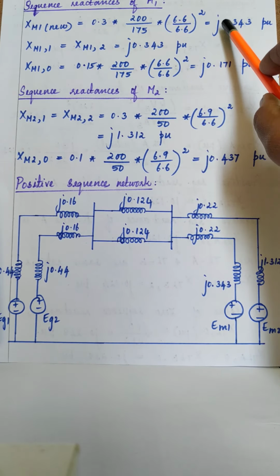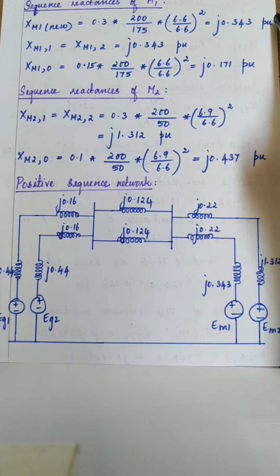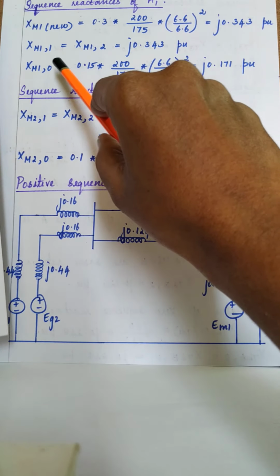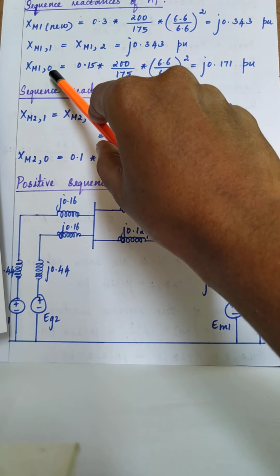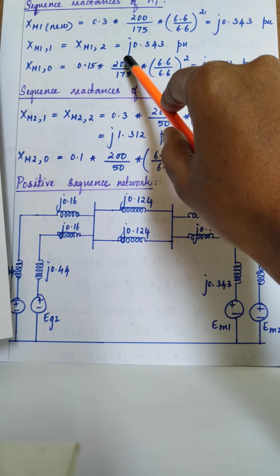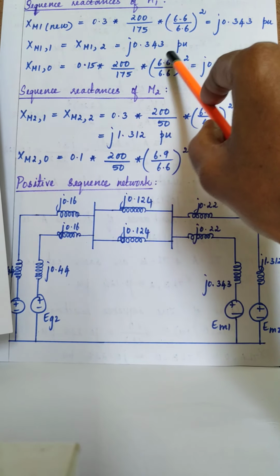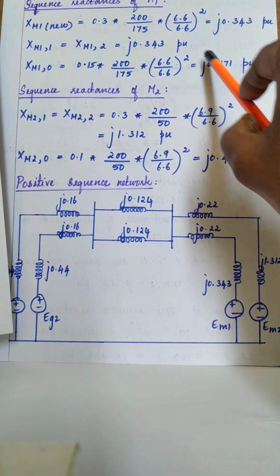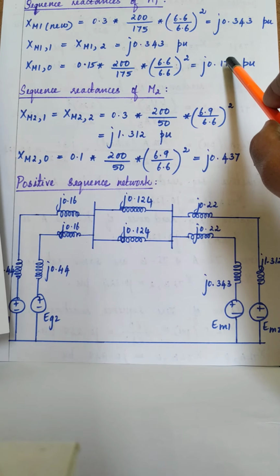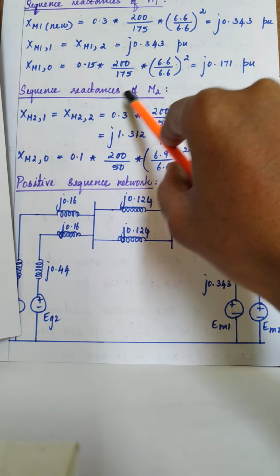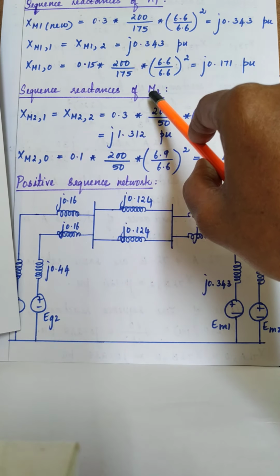Okay, we got it as j0.343 per unit. Now the new value of the zero sequence reactance of motor 1 is the old value into 200 by 175 into (6.6 by 6.6) the whole square, which we got as j0.171 per unit. Now in the same way, calculate for M2.